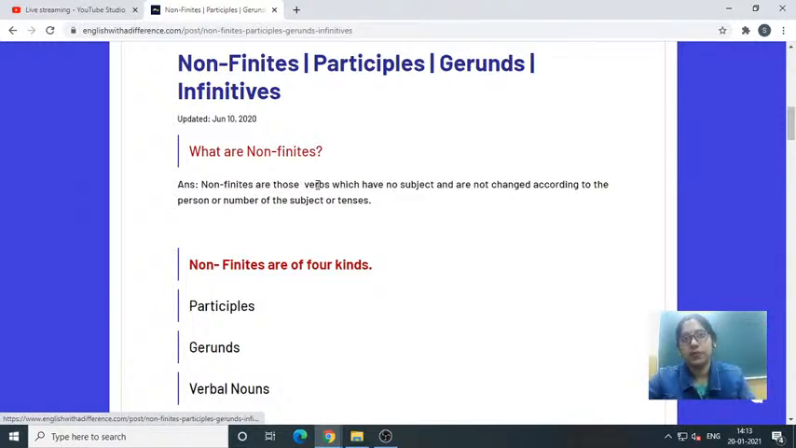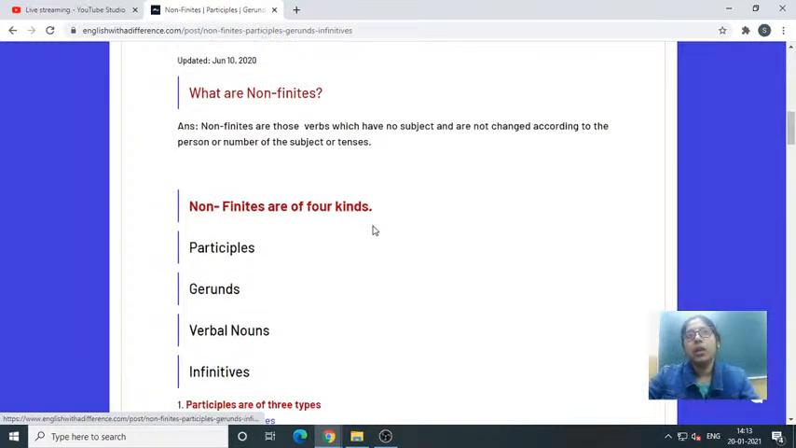Non-finites are verbs, but these are verbs which have no subjects and are not changed according to the person or number of the subject or tenses. Okay, non-finites are those verbs which have no subject, just remember, and are not changed according to the person or number of the subject or tenses. And do you know, non-finites are of 4 kinds.